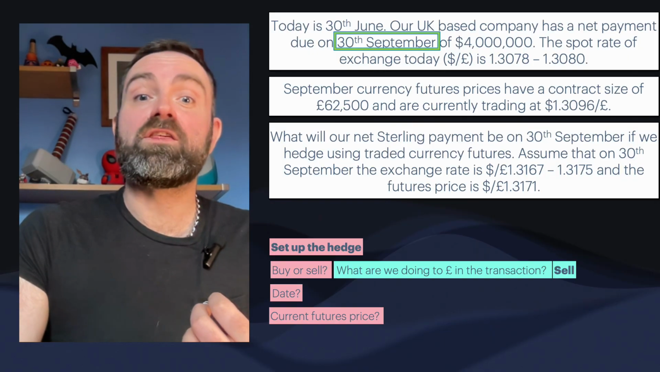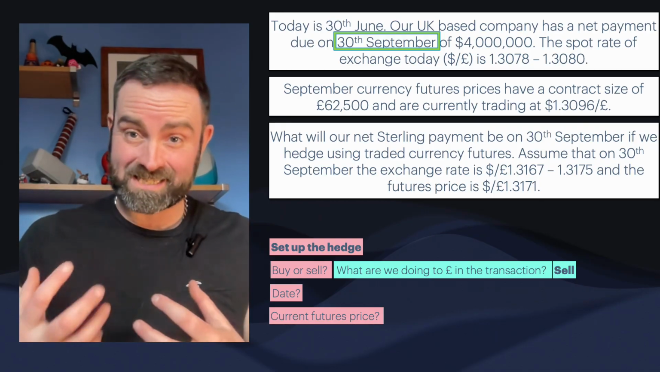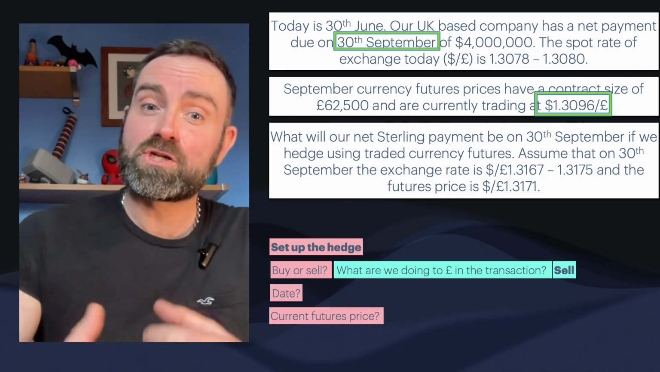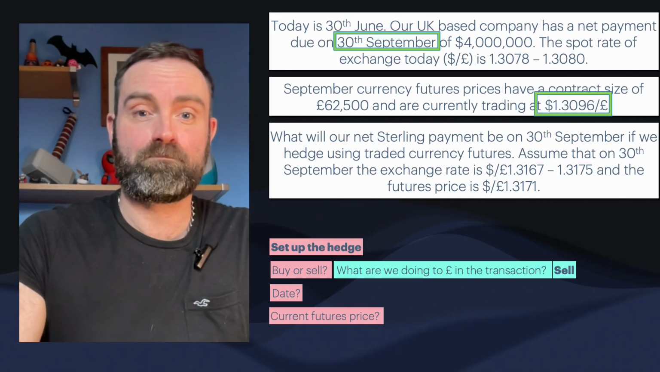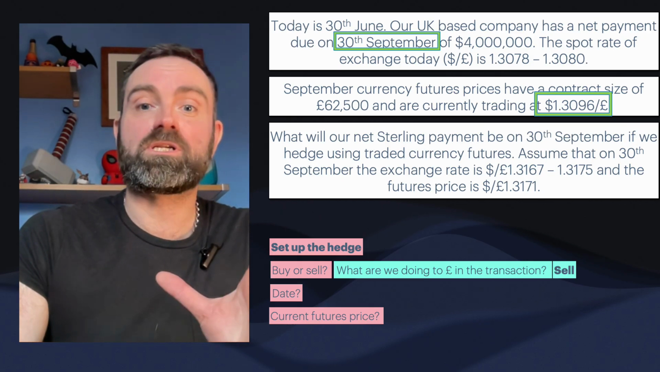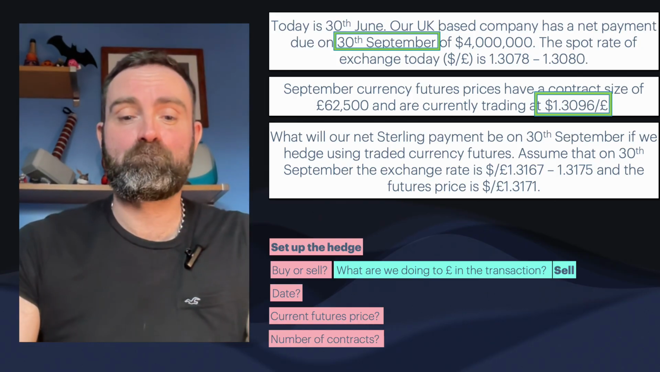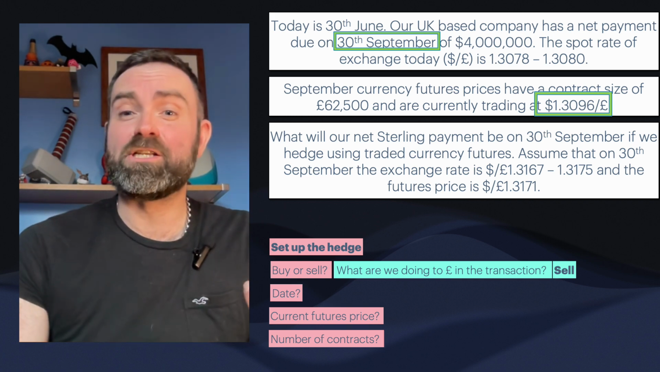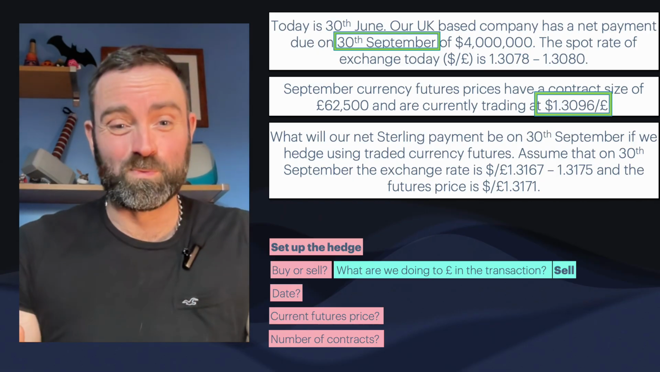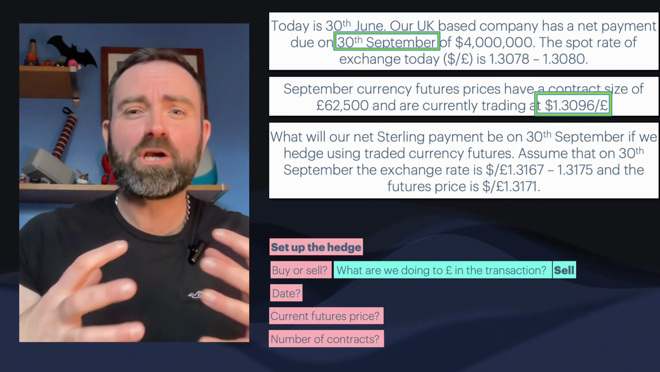Thirdly, we need to identify the current futures price. So this is what the futures will be bought or sold at today to start the transaction going. This is actually, again, currently given to us in our scenario here. It's currently trading at 130.96. Finally, remember that futures are for standardized amounts of money. So we're going to have to work out how many of them we need to cover our transaction. Now, annoyingly, our transaction is in dollars, but the futures are in contract sizes of £62,500, a different currency. So in order to figure out the number of contracts, we need to do it in a couple of different stages.